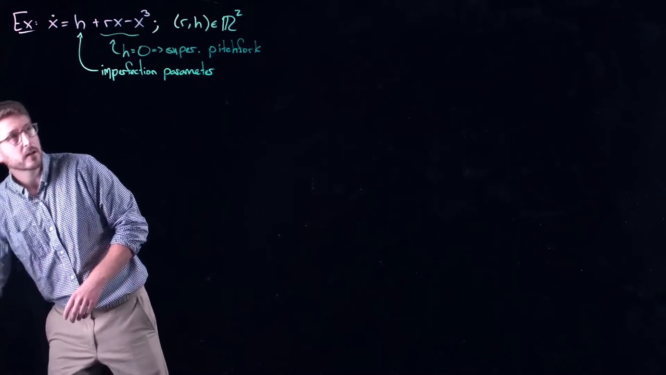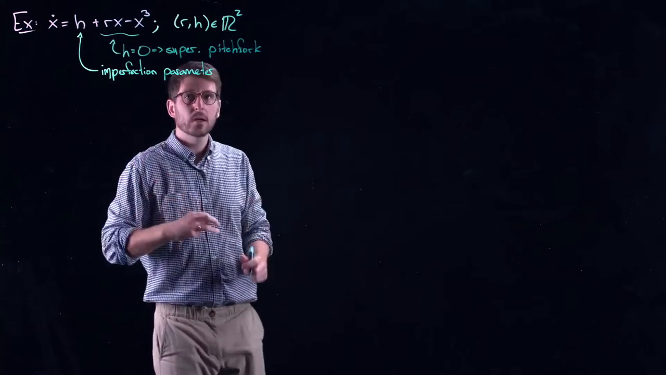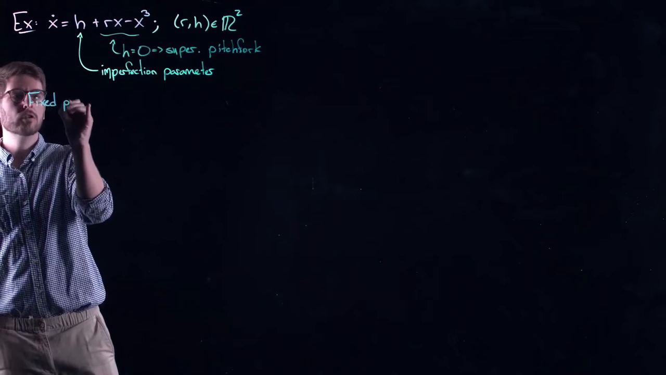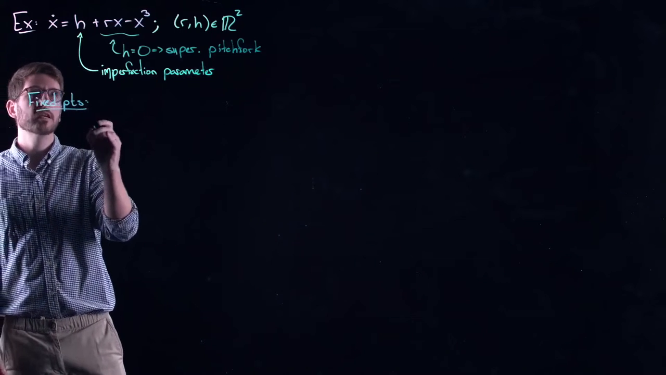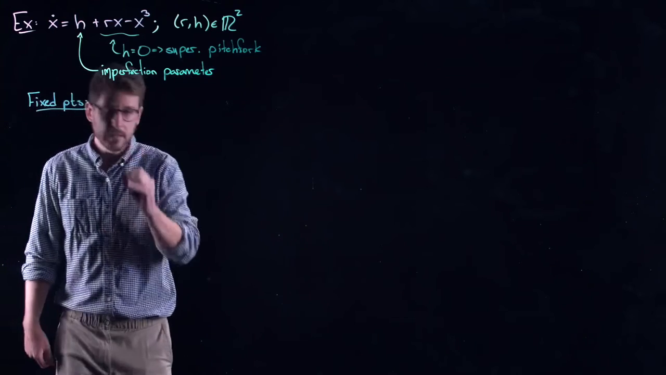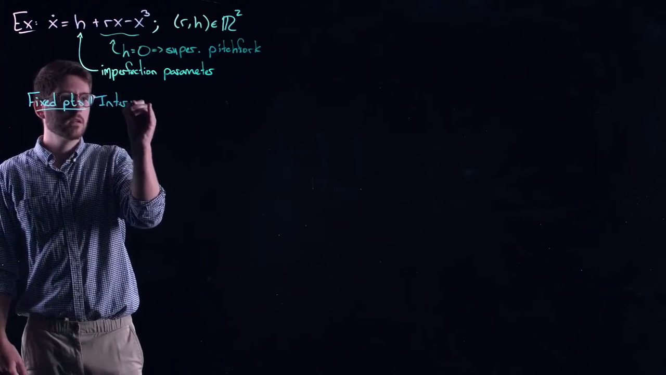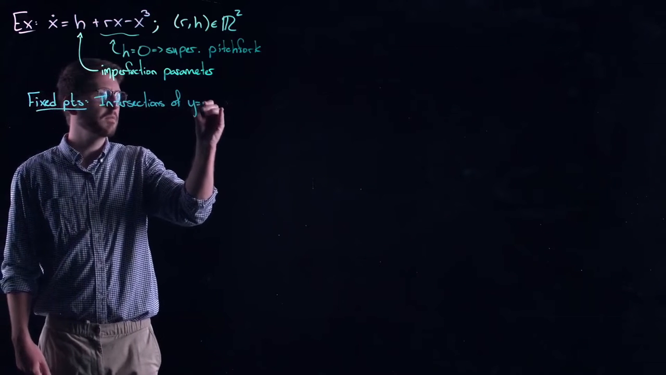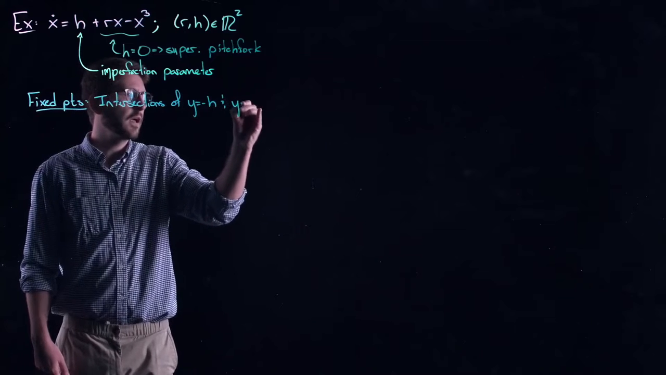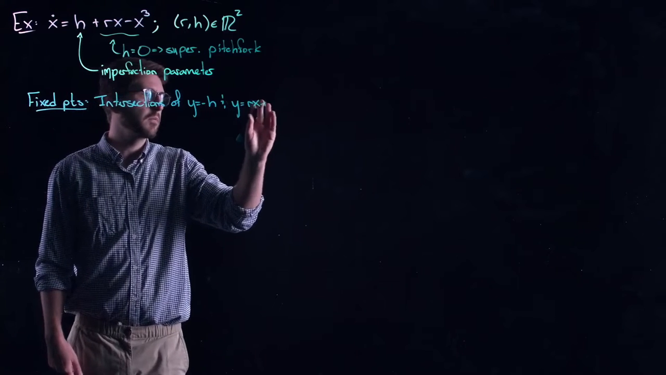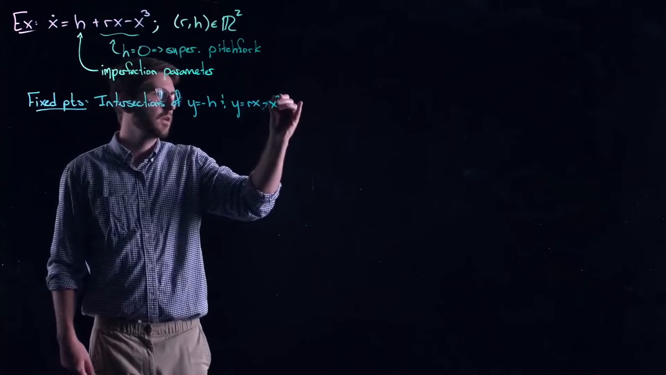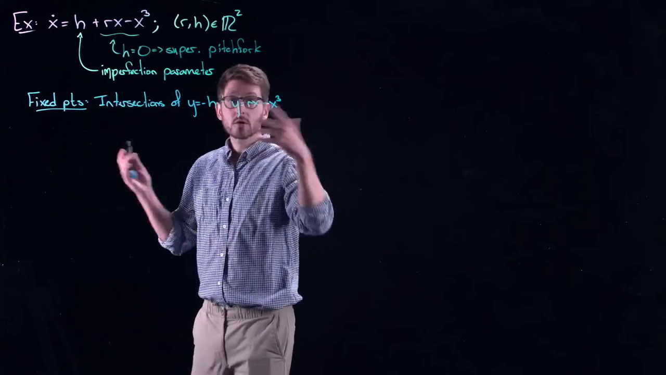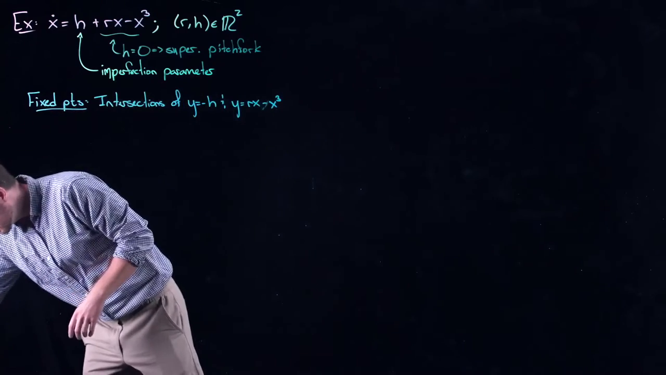Okay, so the question is, what do we do with this thing? How do we analyze it, all right? Well, we start the exact same way that we always do. We look for fixed points. Now, we have two different parameter values. We have to be careful here. These are going to be intersections of y equal to minus h and y equal to rx minus x cubed. Okay, so I'm going to have a couple different pictures to draw, right? Because I've got two different parameters that are taking place here.